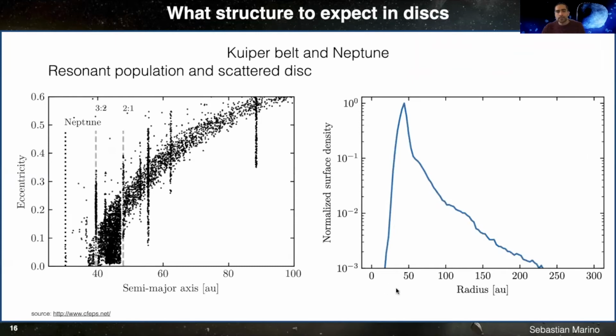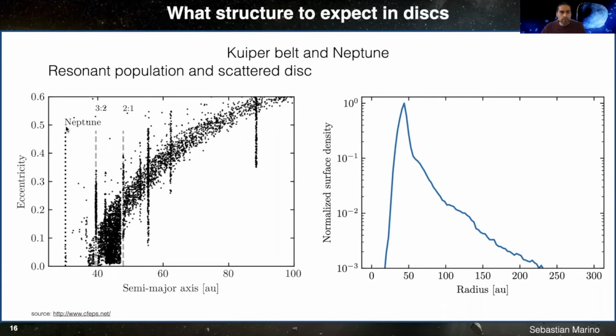Okay. So another thing that we can look at is the Kuiper belt. The Kuiper belt, similar to the asteroid belt, is also shaped, but by the presence of Neptune in this case. So if we look again at the eccentricity versus semi-major axis distribution, we can see that it's full of structure. This figure over here is made of a synthetic population of Kuiper belt objects that fits the data very well.